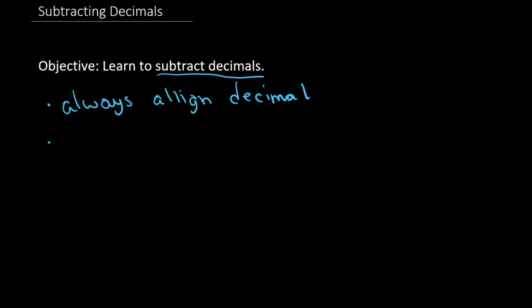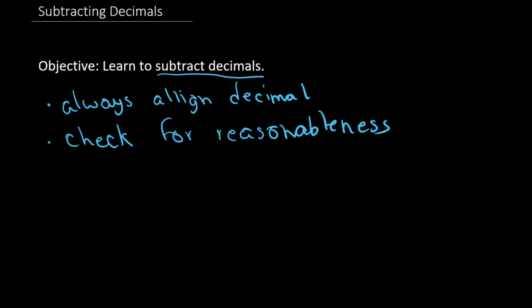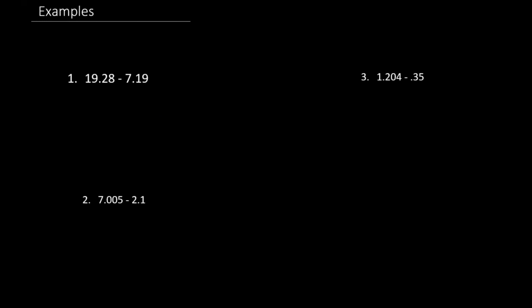The second pointer is check for reasonableness. I will explain this more thoroughly later in the video. I'm just going to underline reasonableness and align, because those are two words that we need to remember. Now, let's start off with examples.